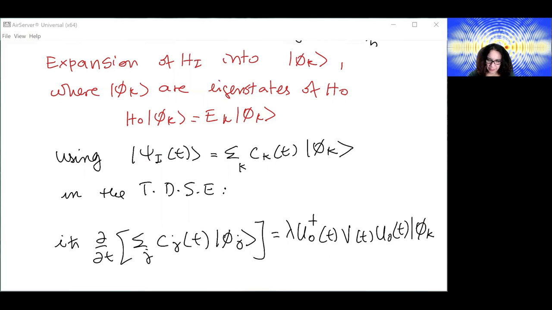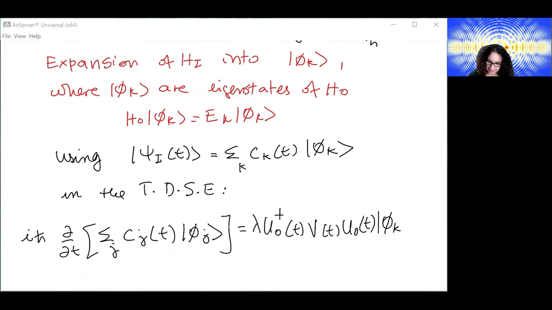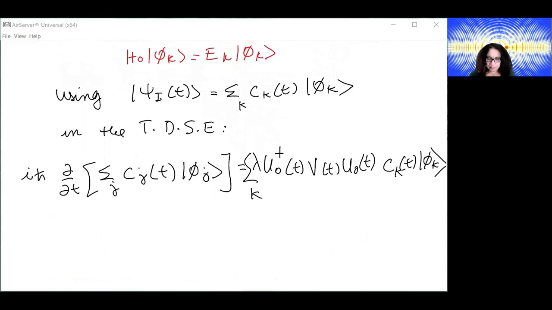Let me move this a bit because I'm going to need space. So I'm going to write this as the sum over k of c_k(t) phi_k. Perfect. So now if you look at this left-hand side, you see that the only part that is depending on time is this guy.